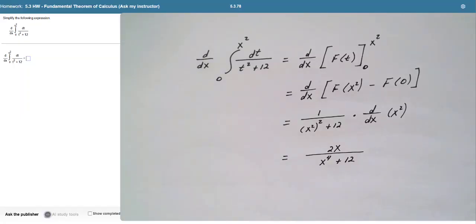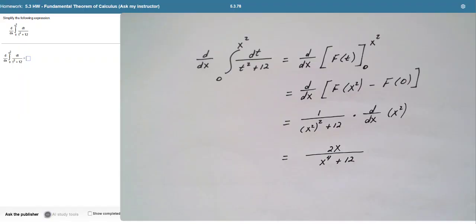Well, let's take a look at question 5.3.78 in the fundamental theorem of calculus section. The goal of this problem is to take the derivative of an integral with respect to t, and we're taking the derivative with respect to x evaluated from 0 to x squared.